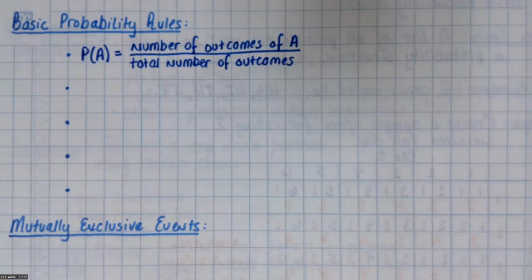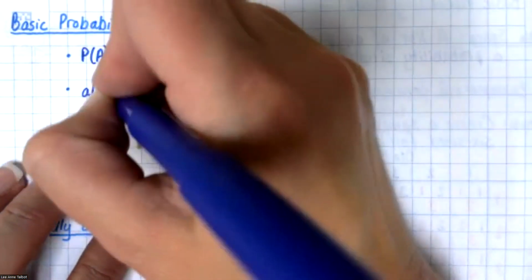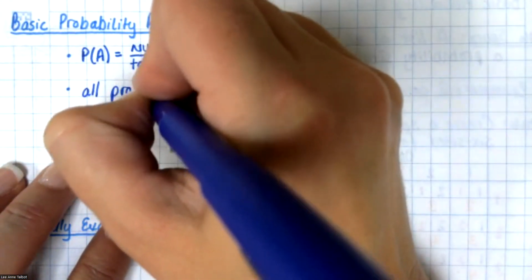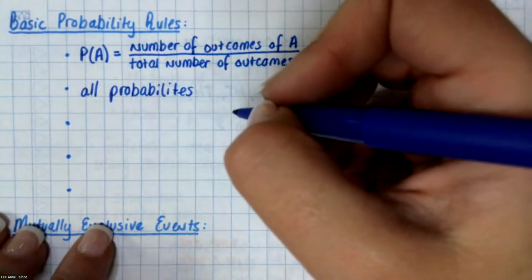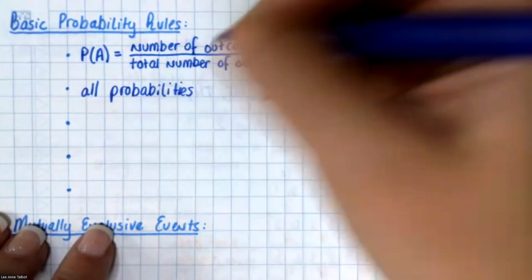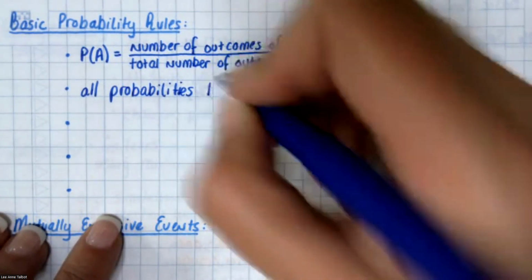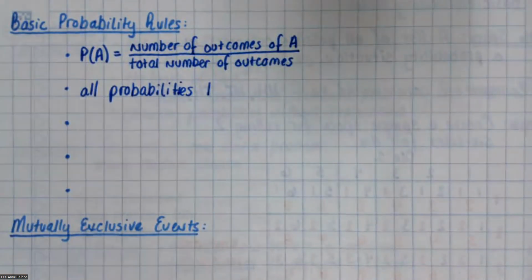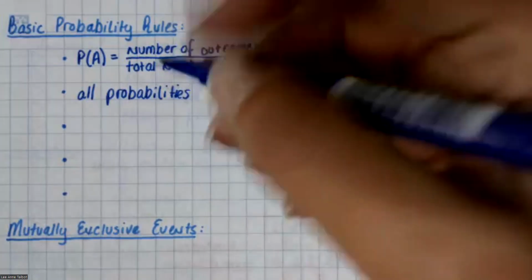What else do we know about probability? What is something else you know about probability that we just talked about? Yes, all probabilities. I just spelled out probabilities. Ah, I got so excited that I just started. Okay, all probabilities.